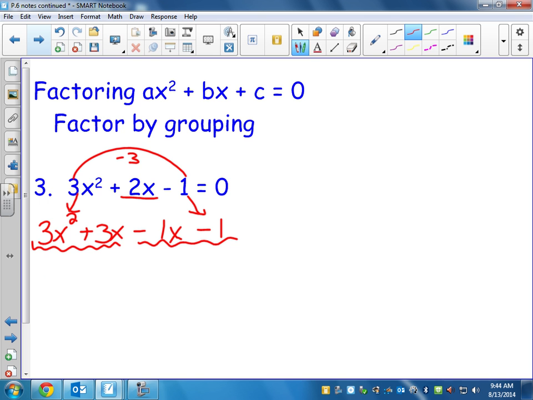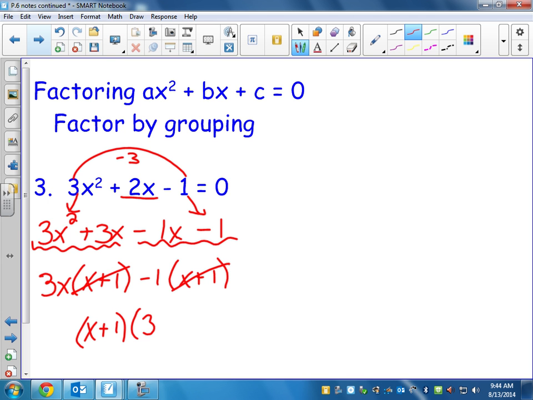Because now from these two, I can pull out a 3x, and I'm left with x plus 1. And maybe you remember, you want the same thing over here. So when you look at this, you need to pull out a negative 1 so that you'll be left with x plus 1. And remember, factor by grouping, we pull out the both the same. So since they both have an x plus 1, I can pull that x plus 1 out from both of those. And what's left is 3x minus 1.